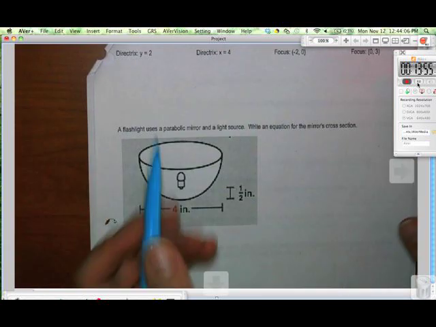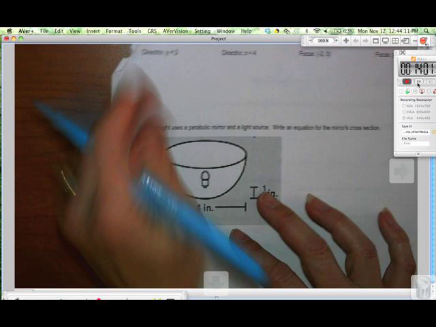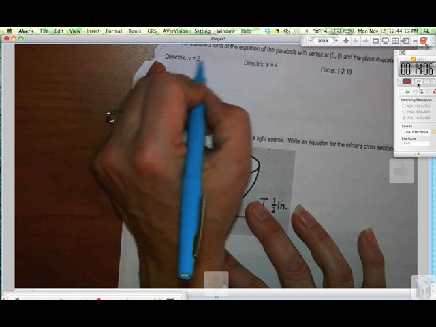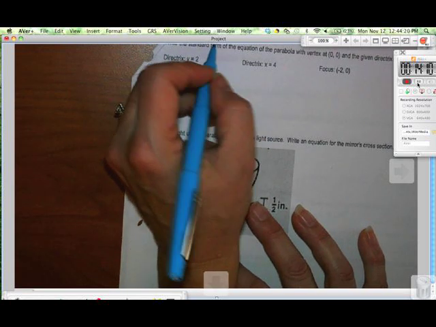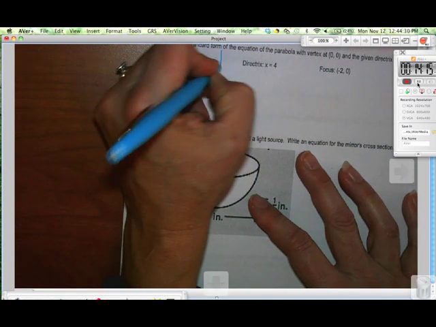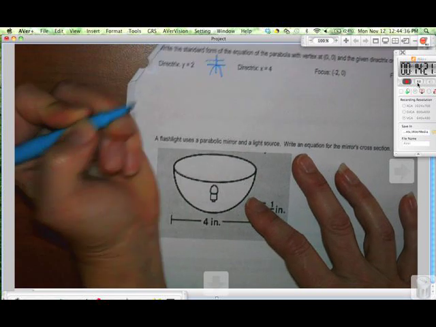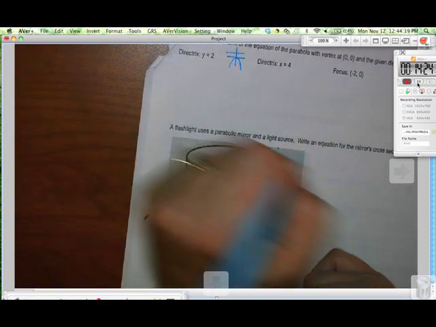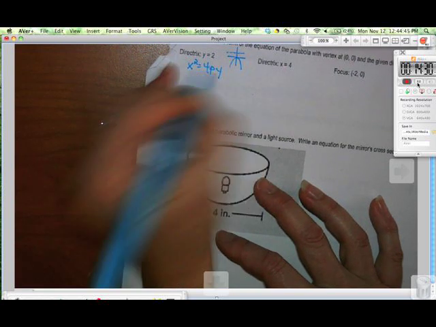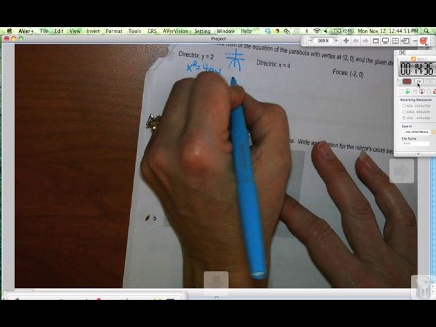Write the equation of the parabola with vertex at 0, 0 and the given directrix or focus. So I know the directrix is horizontal because it's y equals 2. If I just sketch a quick drawing here, y equals 2, here's my directrix. That tells me that my parabola must open down. Therefore, I'm going to use this x squared standard form. And I know that my directrix is the opposite of p. So p equals negative 2.